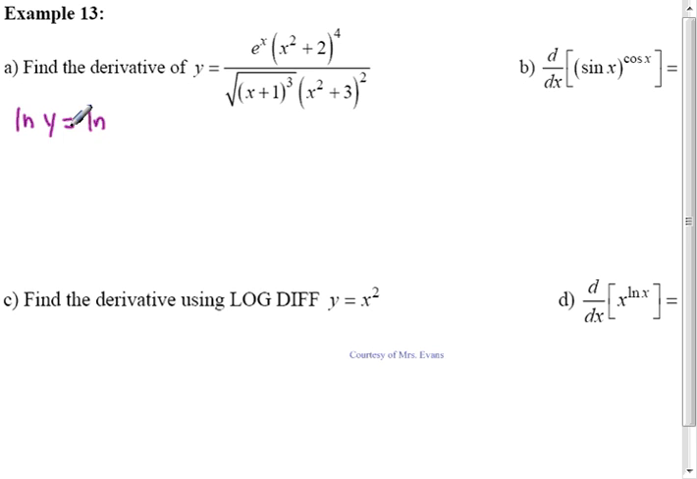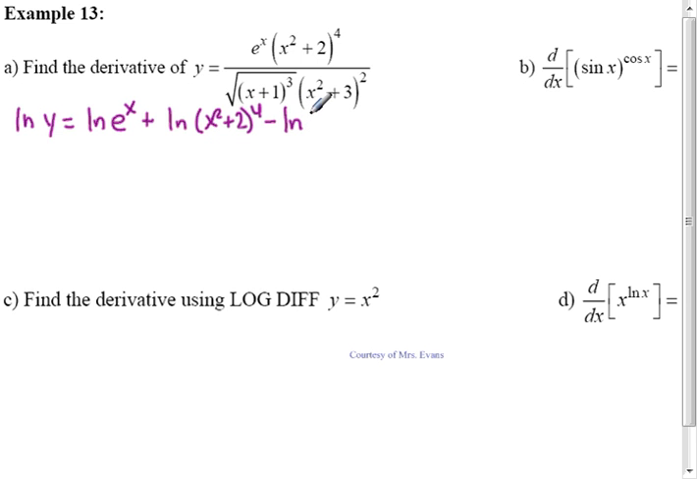Alright, so when I take the ln of this, remember that when you're multiplying functions, the ln of the two functions being multiplied can be broken apart as adding. So we're going to have ln of e to the x plus ln of x squared plus 2 to the 4th power. And when we're dividing, we can subtract the logs.